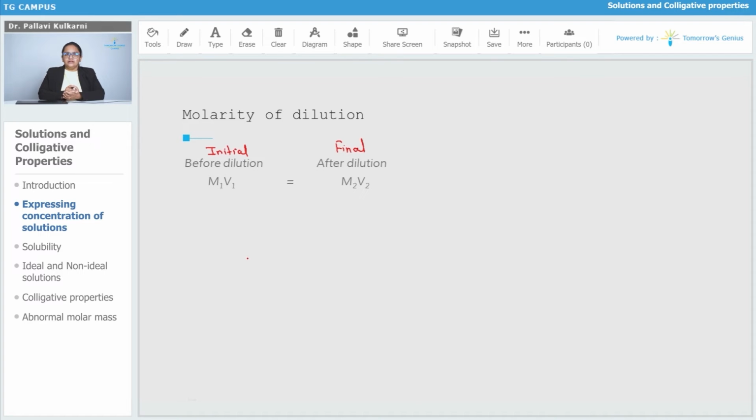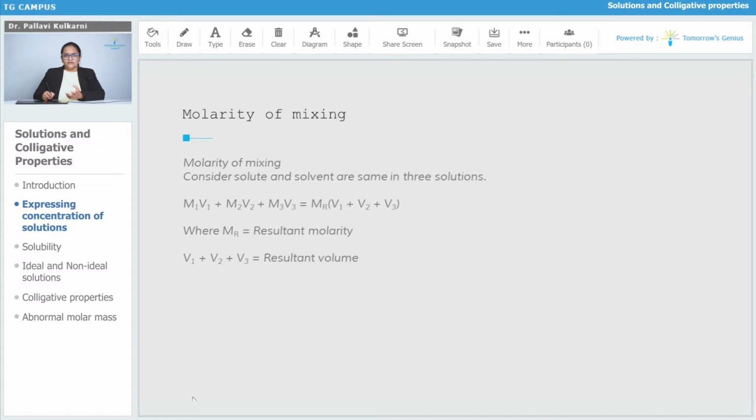Always remember, the product of molarity and volume, M1 V1, will always be constant for the solution, no matter how many times you dilute it. So M1 V1 will be equal to M2 V2. Now this was for dilution.